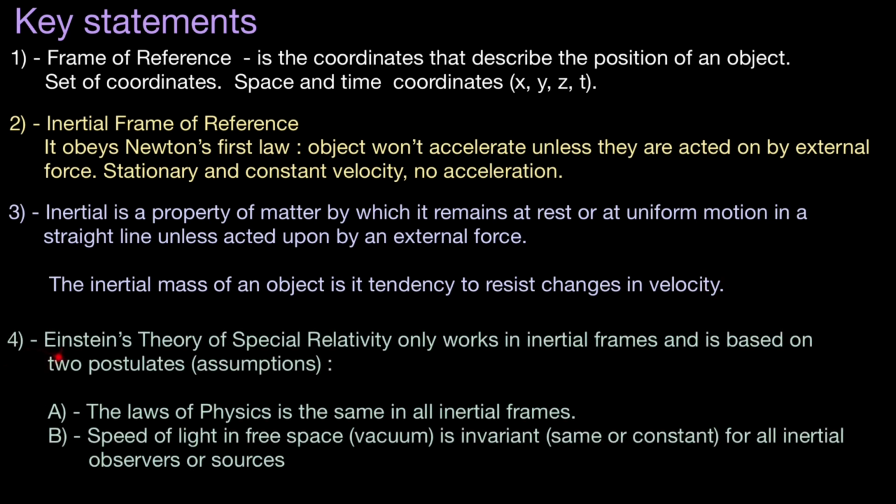Number 4, Einstein's theory of special relativity only works in inertial frames and is based on 2 postulates, which means assumptions. The first one: the laws of physics are the same in all inertial frames. Second: the speed of light in free space, that is vacuum, is invariant. Invariant means the same or constant for all inertial observers or sources.